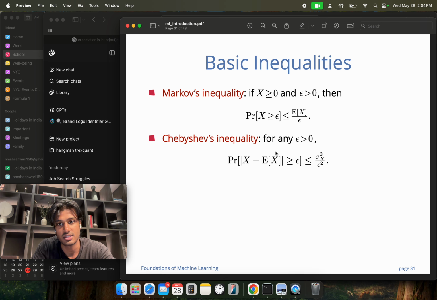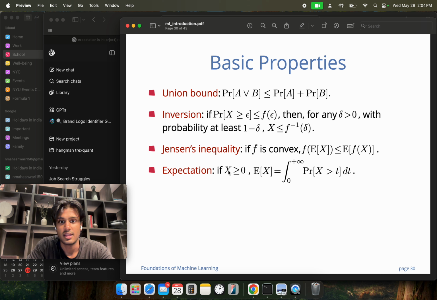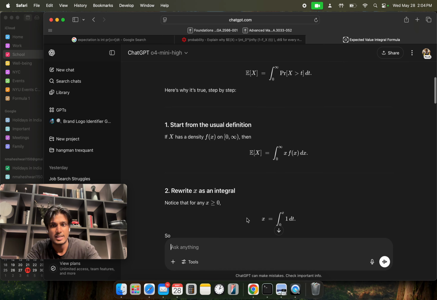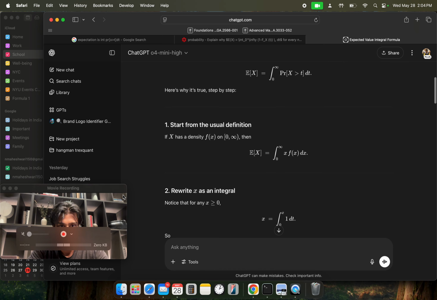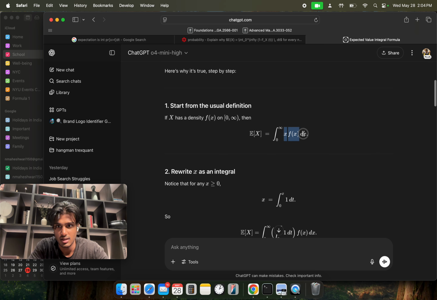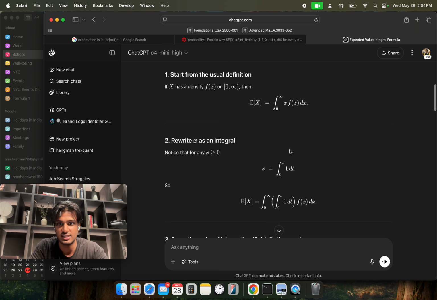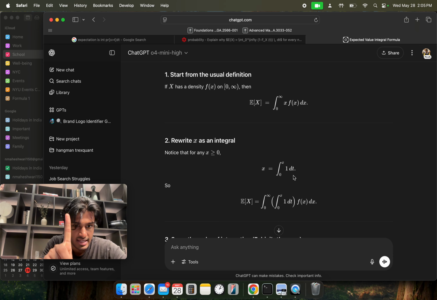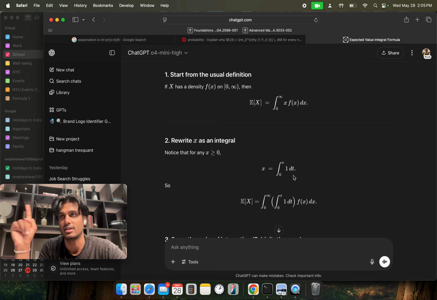The next one is an interesting one. If X is positive, then the expectation of X is just the integral of the tail probabilities. I asked ChatGPT for this one, and here's the proof. We write the expectation of X as the integral of x times f of x, that's the basic definition. Now for any x greater than 0, I can write x as the constant function 1 integrated from 0 to x. That's x.